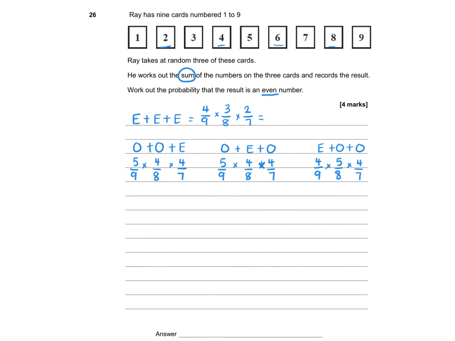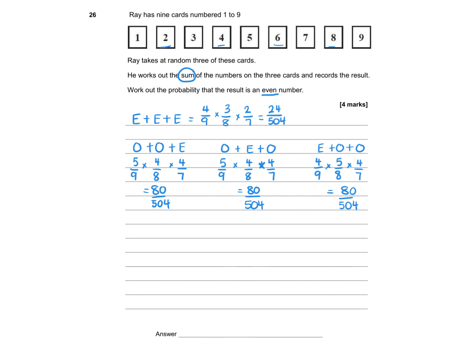So let's go ahead and multiply these all out. 4 times 3 times 2. I'm just going to multiply all of the tops and all of the bottoms just to keep everything nice and clean. I'm not going to simplify anything until the very end. Now, if I was being sensible, I could have just gone with my even, odd, odd, and I could have just multiplied my answer by 3 instead of working it out 3 times. But we've done it. We've committed this far.